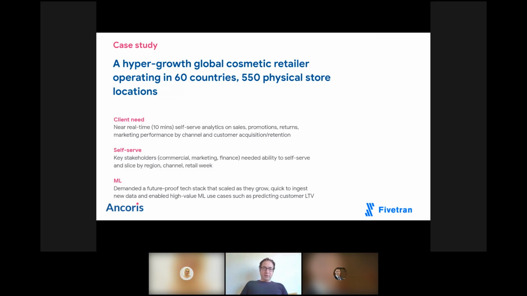They wanted to quickly ingest new data, which is where Fivetran is perfect for that. And they wanted to be able to enable high-value ML use cases, such as predicting how much a customer will spend with you. They wanted to make that ML very, very easy for them to do.